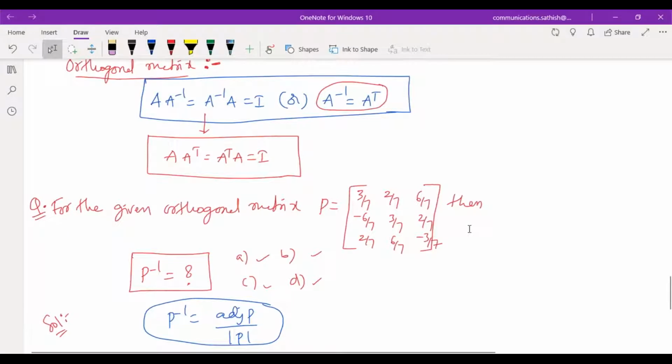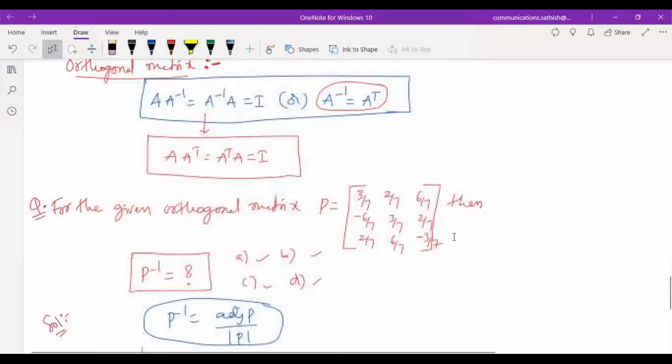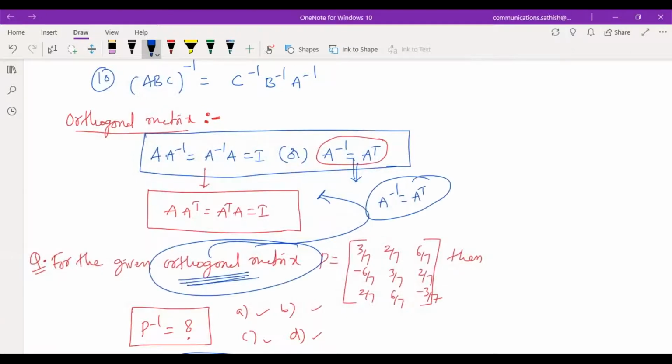What I want to tell you is they gave it in the problem itself: the given orthogonal matrix. For an orthogonal matrix, A inverse is nothing but A transpose, directly. For this orthogonal matrix, P inverse can be represented as P transpose itself. That's all. Yes or no? Yes, sir.